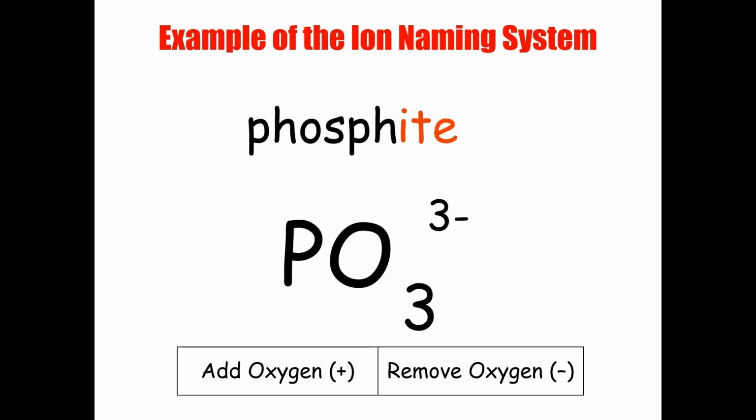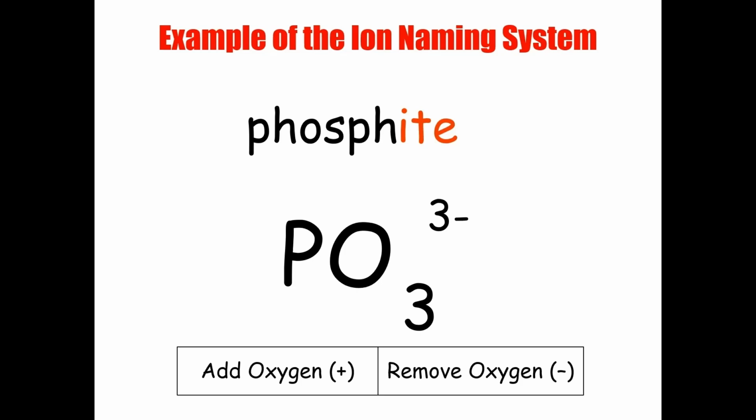Notice again that the only change that has been made here is to the number of oxygens. The charge of 3 negative remains the same. Phosphate had 4 oxygens, while phosphite has 3 oxygens. The ending ate has been changed now to ite to differentiate between these two types of variations.